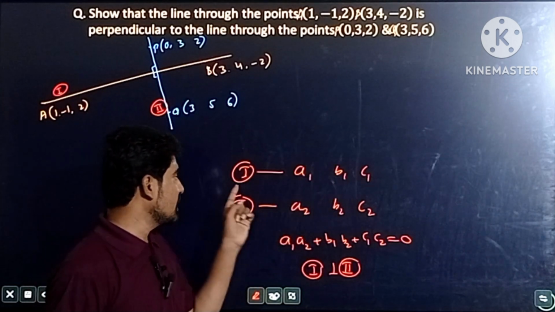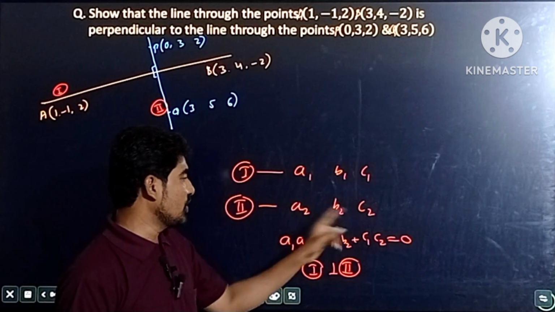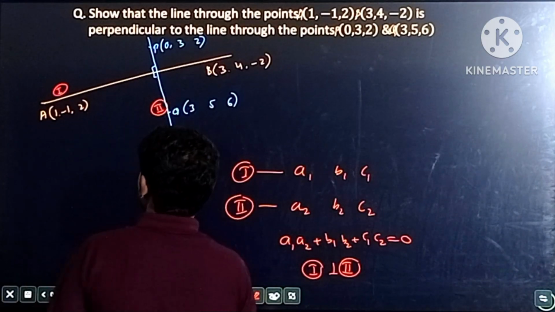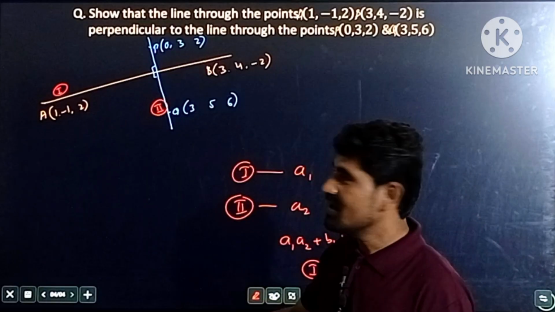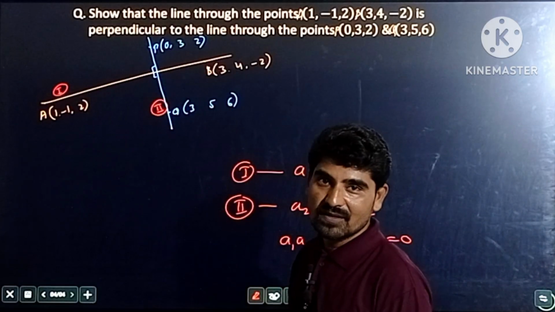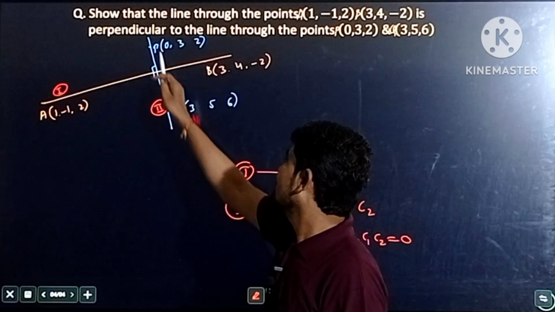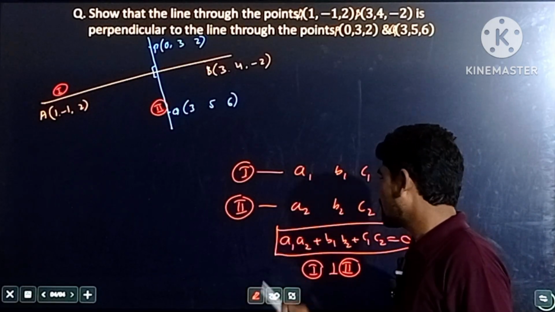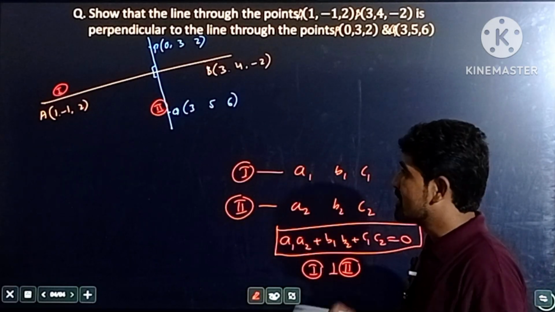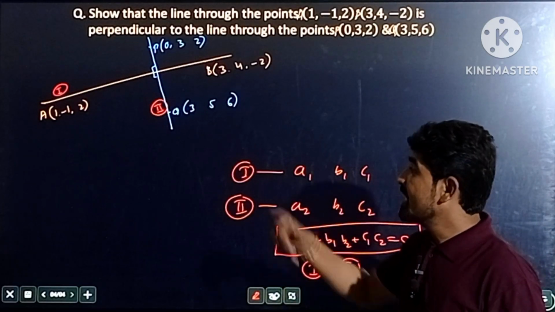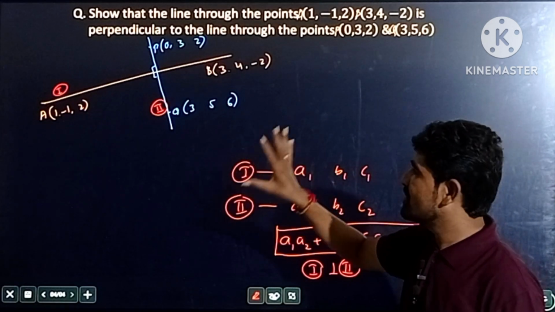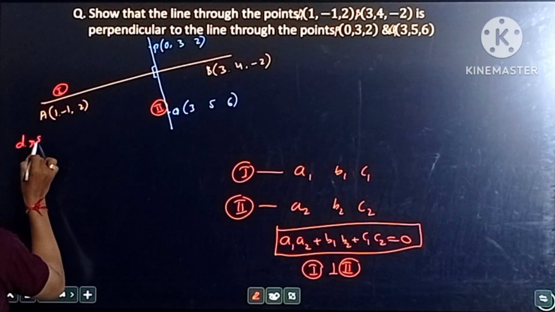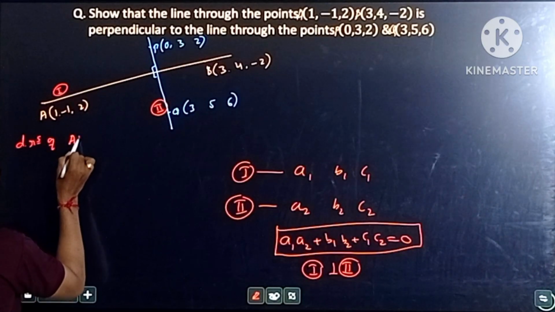Here A1, B1, C1 are the direction ratios of the first line and A2, B2, C2 are the direction ratios of the second line. To prove that the two lines are perpendicular, first we identify the direction ratios of the line segment AB, then the direction ratios of PQ. Then by using the condition of perpendicularity, we prove the lines are perpendicular. So my first step is identifying the direction ratios of the first line, AB.